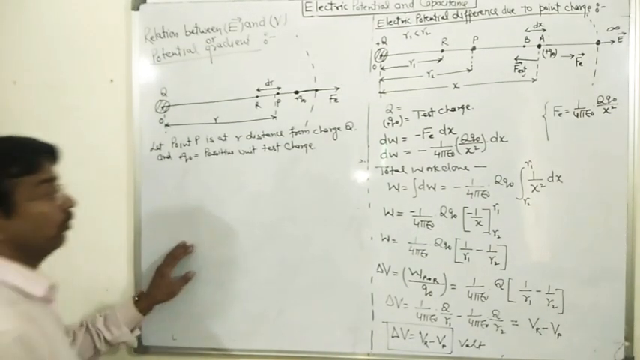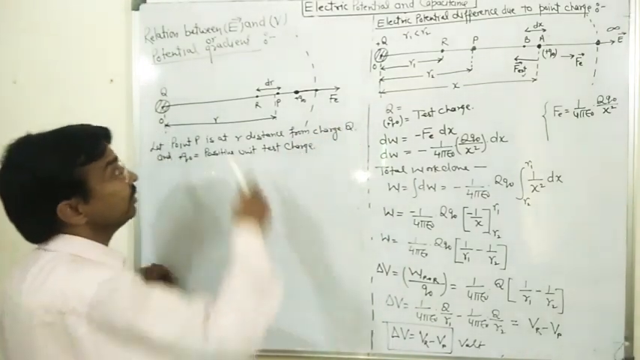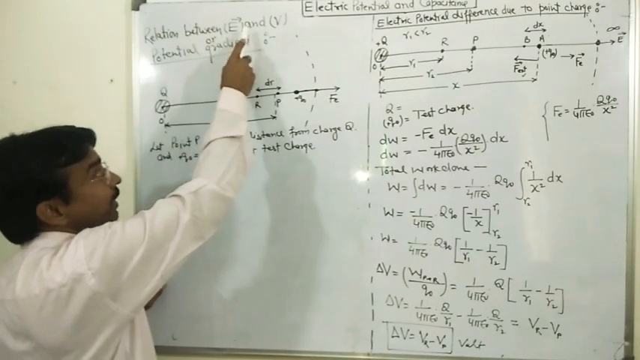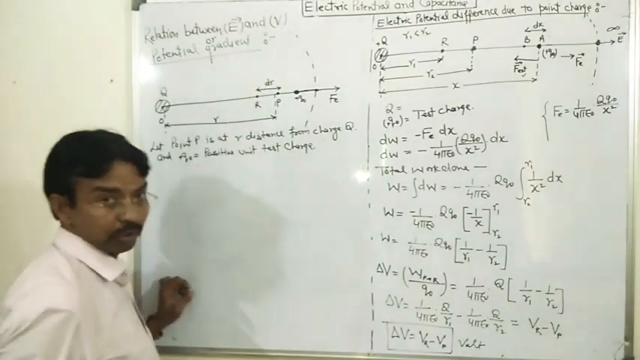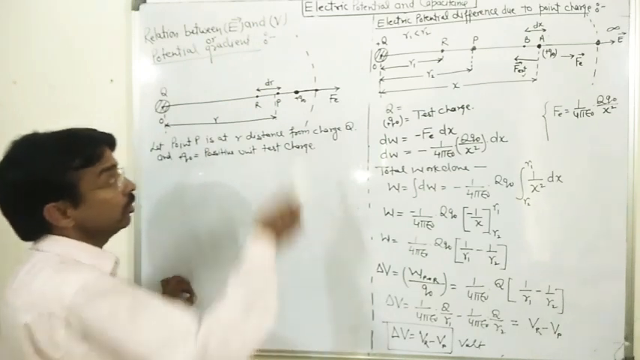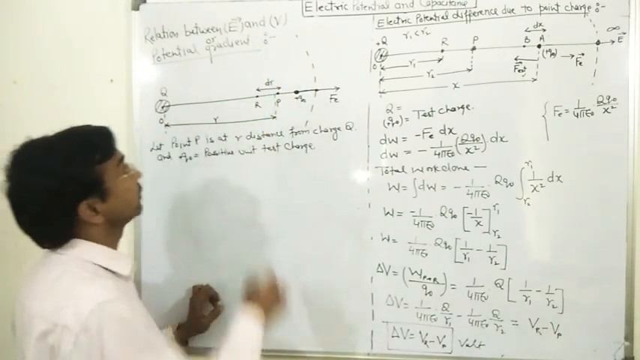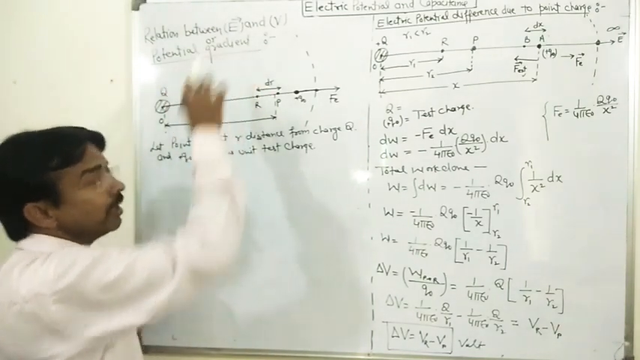Okay, now after completing that part, potential due to a point charge, I will discuss the relation between the electric field intensity and the potential. Electric field is a vector and potential is a scalar term to represent the electrostatic region surrounding a particular charge, and it is also known as the potential gradient.